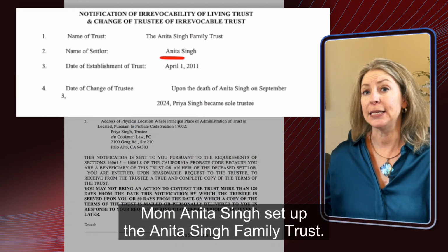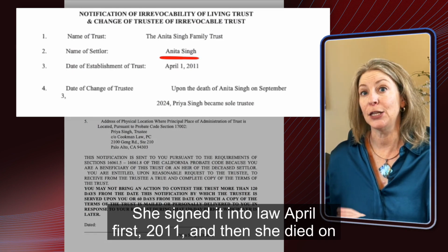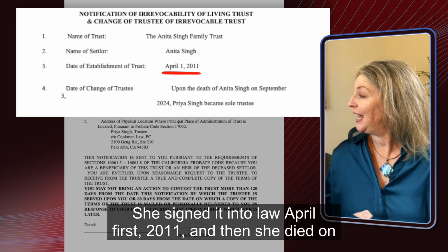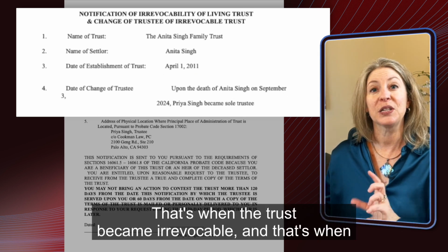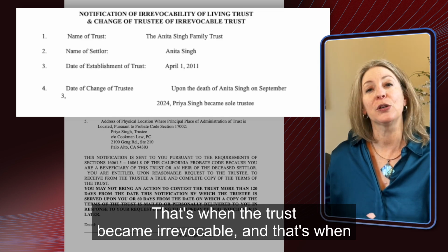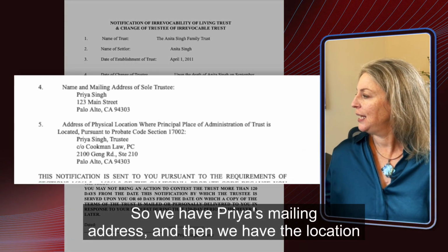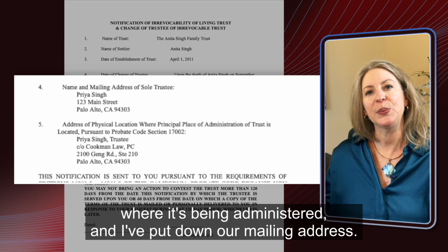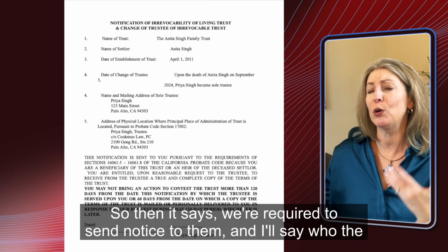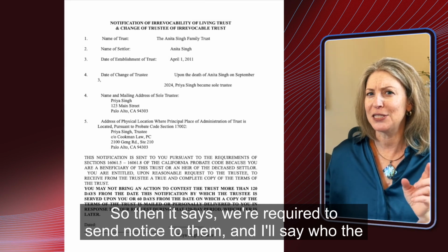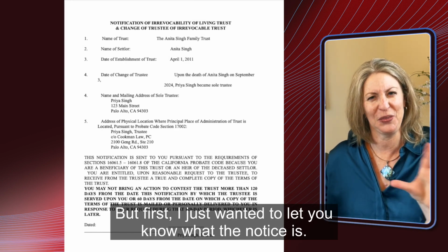Mom, Anita Singh, set up the Anita Singh Family Trust. She signed it April 1st, 2011, and then she died on September 3rd, 2024. That's when the trust became irrevocable, and that's when her daughter Priya became sole trustee. So we have Priya's mailing address, and then we have the location where it's being administered, and I've put down our mailing address. So then it says we're required to send notice to them, and I'll say who the them is, who's entitled to this notice. But first I just wanted to let you know what the notice is, okay?